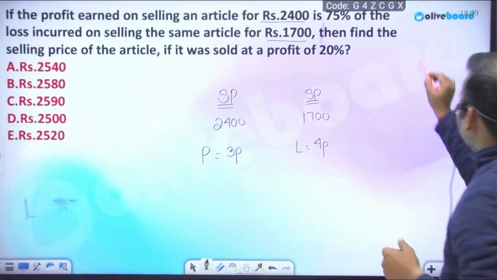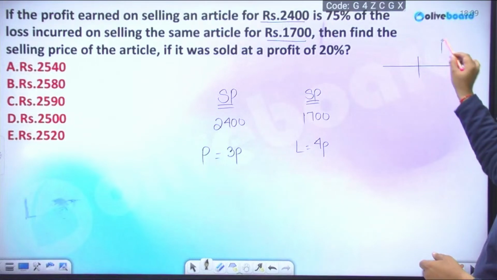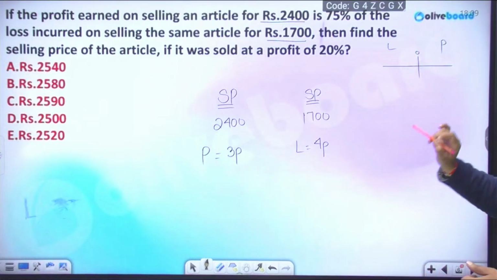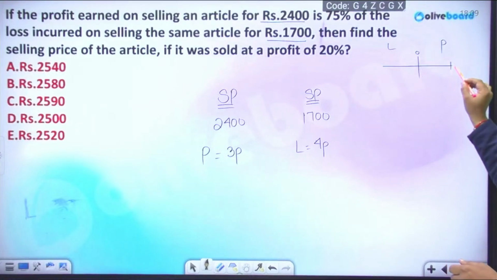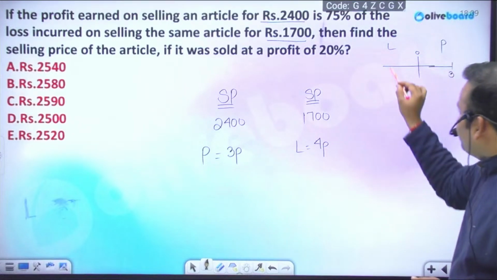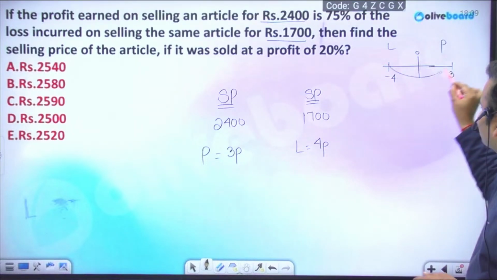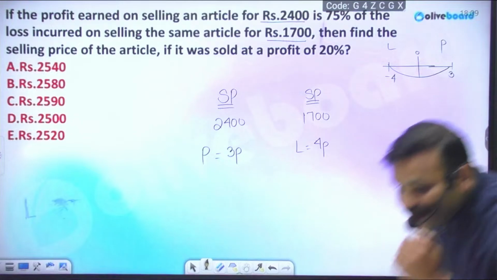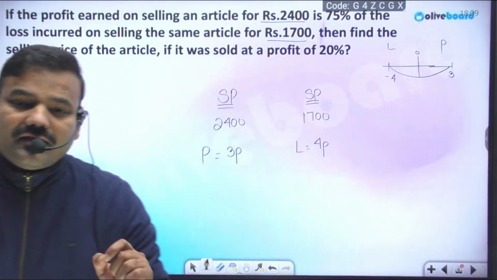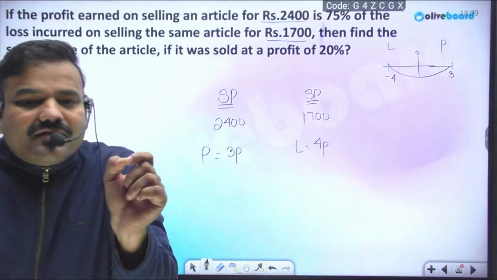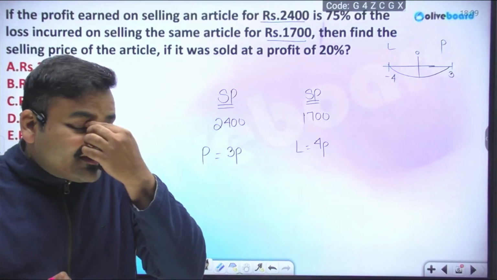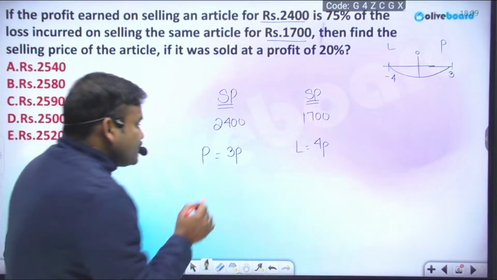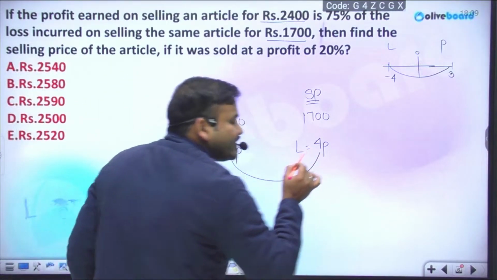So initially I was making a profit. Let's say this is profit, this is loss, and this is no loss, no profit. Initially I was making a profit of 3 units. Now I am making a loss of 4 units. So there is a drastic change of 7 units. The change of profit or loss percent is always due to the change of selling price. If the same article is sold at variable prices, there will be a change in profit or loss percent. So the profit of 3 units gets converted into a loss of 4 units.